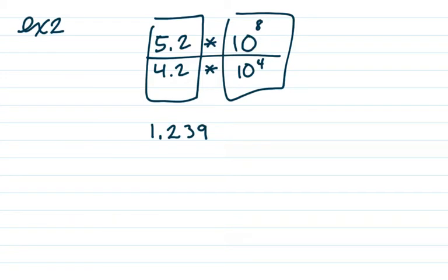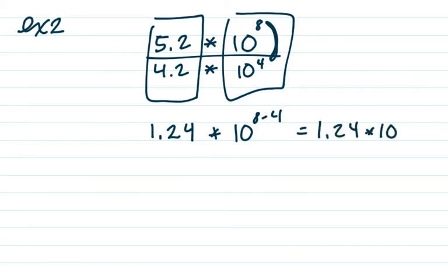1.239. Oops, I apologize. It should be 1.24, and this is rounded. In the next couple of videos, we'll get into significant digits and rounding, but for now I'm just going to round it to 1.24 arbitrarily. And if you remember your rules of exponents, you're going to subtract these. So this is actually going to be 10 to the 8 minus 4, or 1.24 times 10 to the 4th.